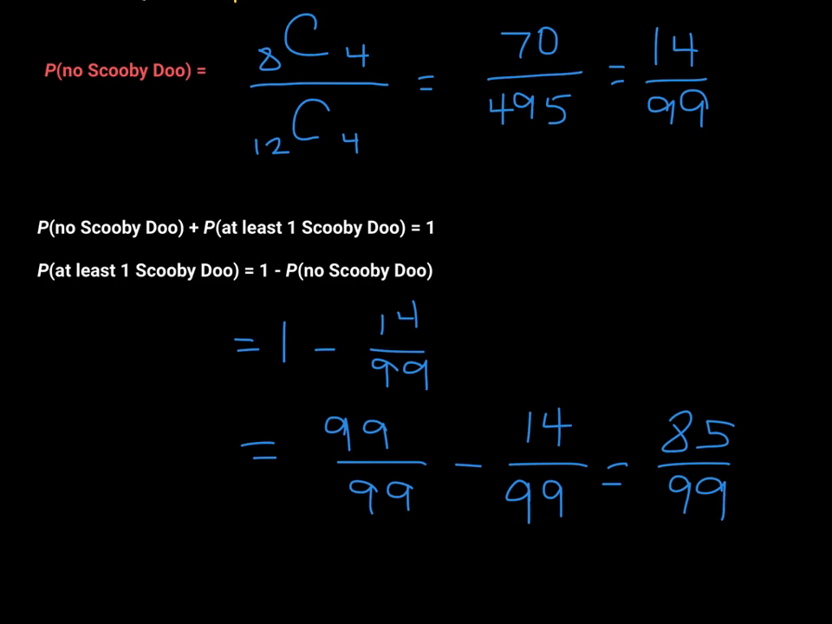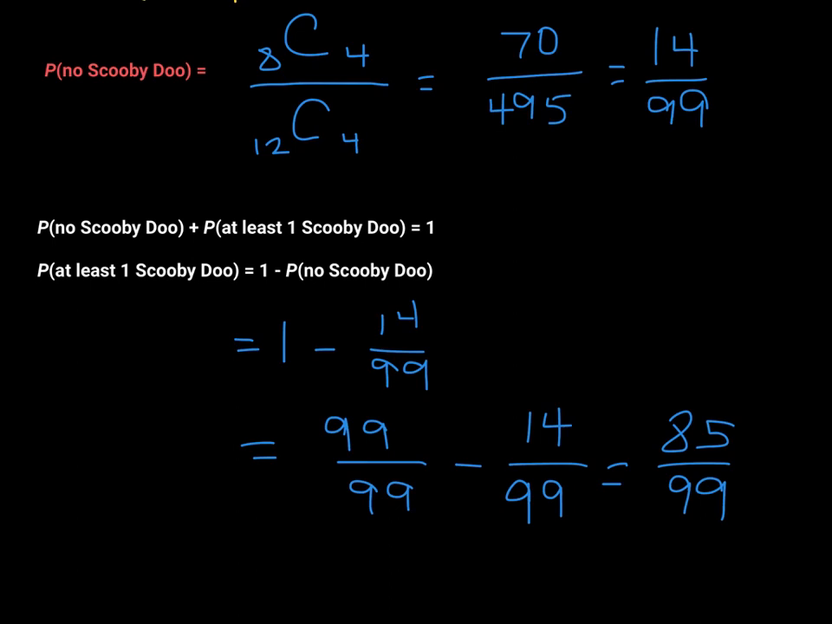And this probability is 85/99. Now, this number is pretty close to one whole. If you punch that into your calculator, 85 divided by 99 is about 86%. So it's very likely that when Jennifer reaches in and selects 4 DVDs at random, at least one will be a Scooby-Doo DVD.